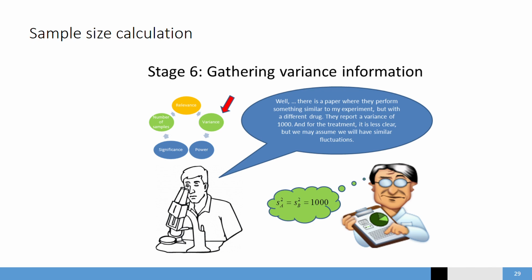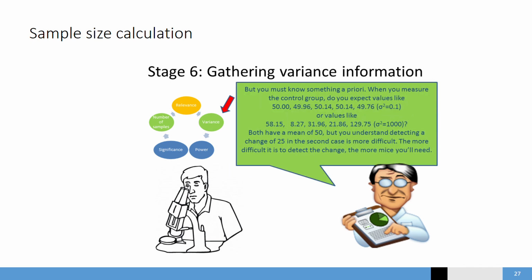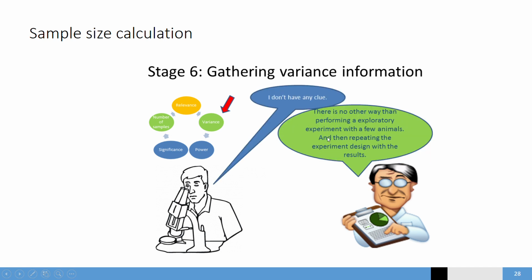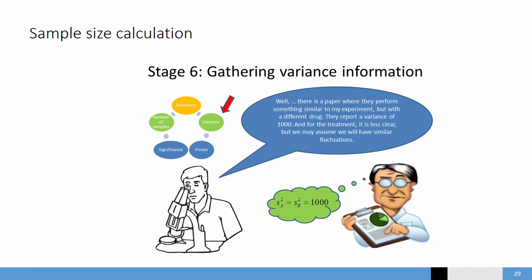As we said before, the control groups are typically shared between experiments. The control groups of this kind of lesions have been studied multiple times, but with different drugs. So the treatments are different, but the controls are more or less the same. They report a variance of 1,000. So this variance is more like this one. So we have very variable observations. And for the treatment, it is true, the treatment is new, so it is less clear, but we may assume that we will have similar fluctuations. They cannot be too far from the kind of fluctuations that we see in the control group.